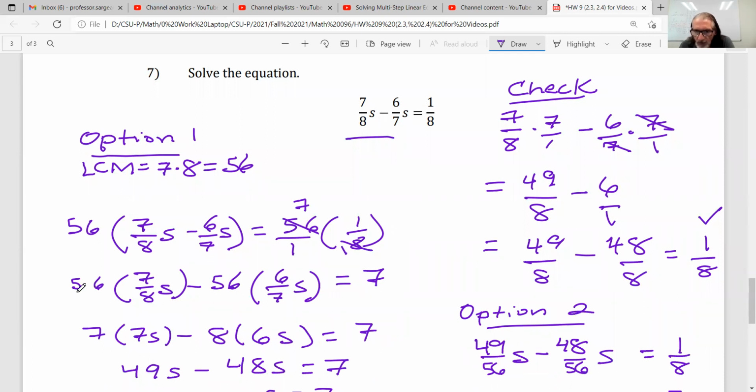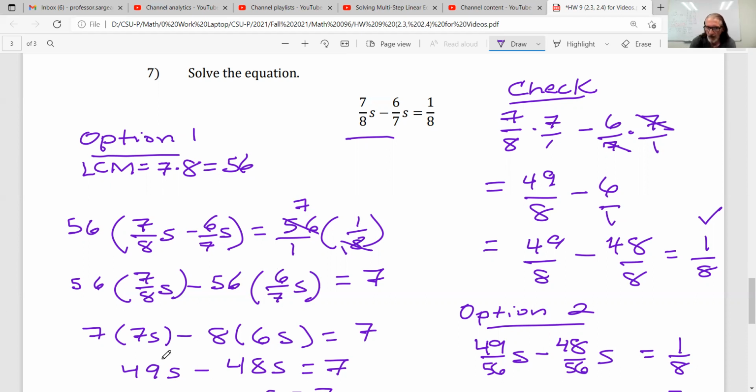Again, if you need to think of 56 as 56 over 1, do so. But then 8 is going to go into itself once and into 56 7 times. I'll still have to figure out what 7 times 7s is. Similarly, 7 goes into itself once and into 56 8 times. So I'm still going to have to figure out what 8 times 6s is.